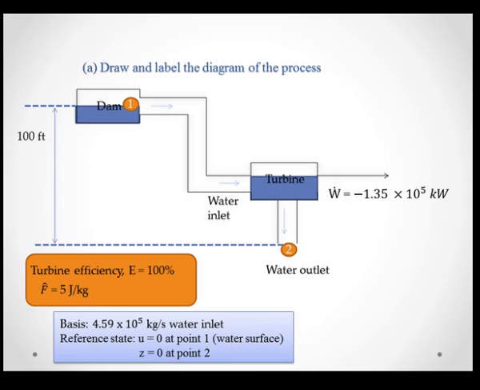For the basis of this question, since we don't know the mass flow rate yet, we need to find the mass flow rate later in part B to make it our basis. And for the reference state, velocity is 0 at point 1 and Z, which is height or depth, is 0 at point 2.